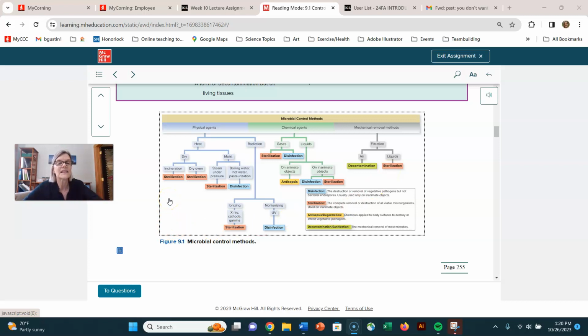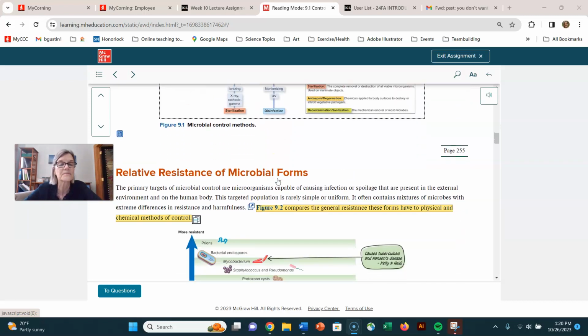So here we can actually use heat to sterilize, to eliminate all microorganisms, whether it's dry heat or moist heat. We can use radiation to sterilize. When you look at the chemicals, there are some gases that we can sterilize with. There's actually a liquid or two that can sterilize, but most of the others do disinfection or antisepsis. So we're also going to talk about filtration. And so we're going to expand on this with some specific examples.